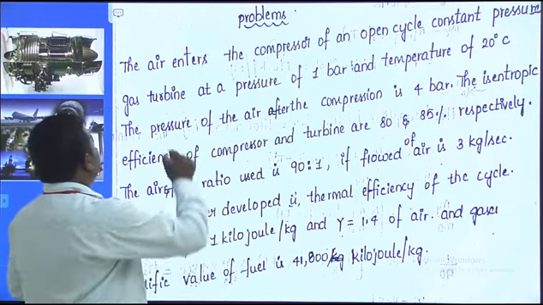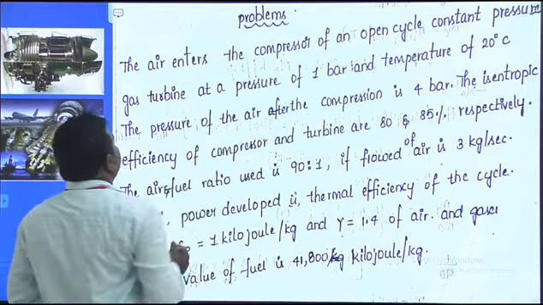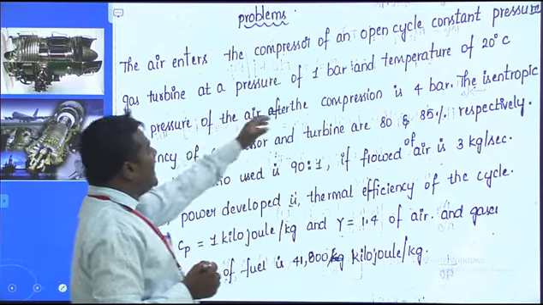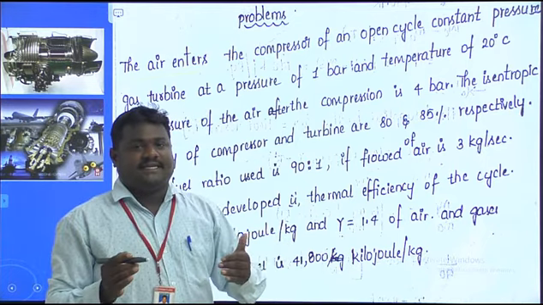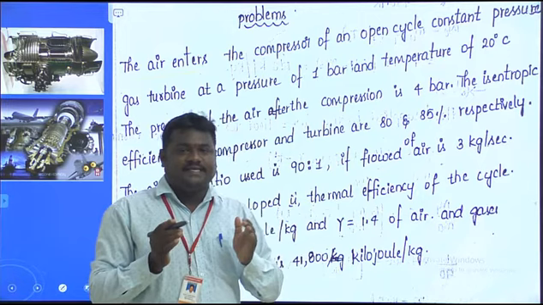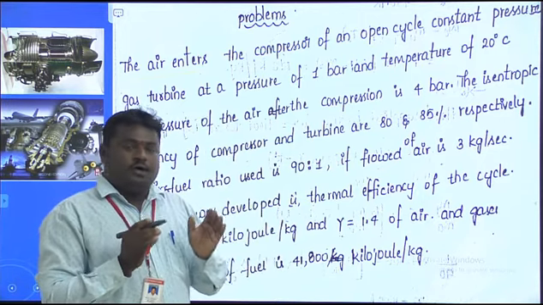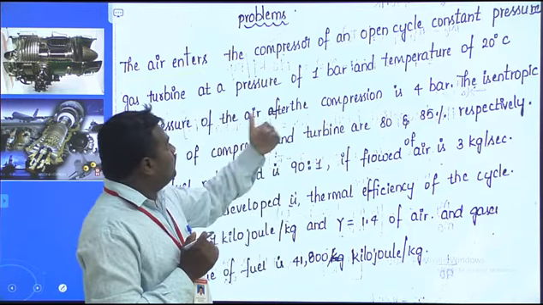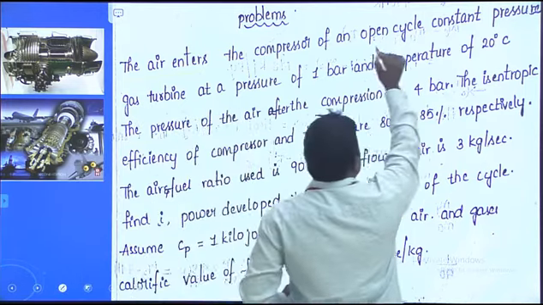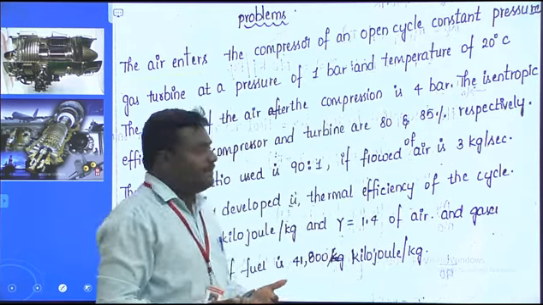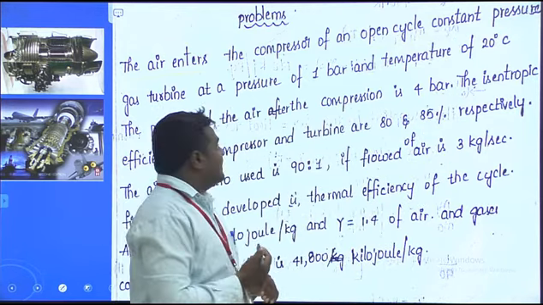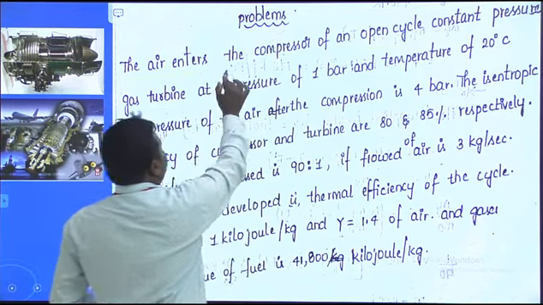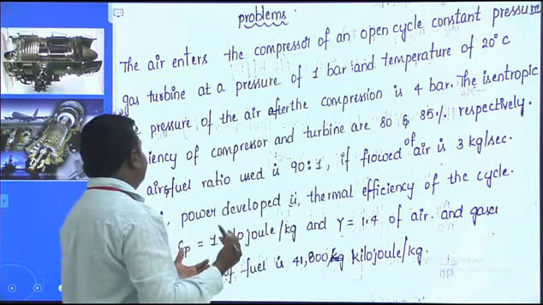Here, this is the air. The air enters the compressor of an open cycle. They have given an open cycle, which is one of the simple cycles we already discussed in the previous classes: open cycle, closed cycle, ideal cycle. Here they have given the open cycle, at constant pressure gas turbine, at a pressure of 1 bar. The air enters the compressor.